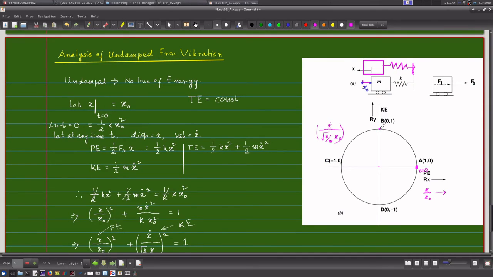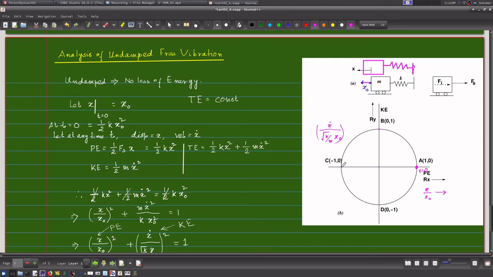So at this point the potential energy is 0. That means it has come to its mean position of rest. There is no deformation of the spring, but velocity is maximum, and therefore after this point the spring is compressed, the mass is moving in the opposite direction. That's why potential energy has become negative now. X has become negative, so x by x naught is negative, and gradually that compression keeps increasing, and here again the maximum compression of the spring takes place.